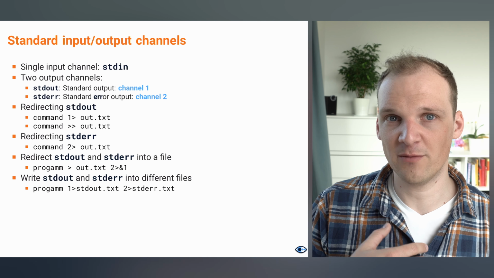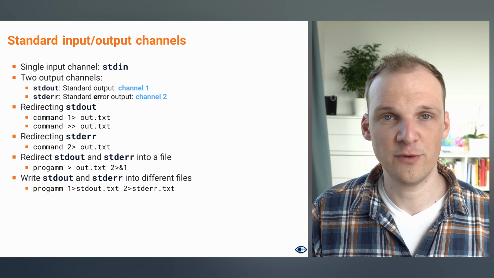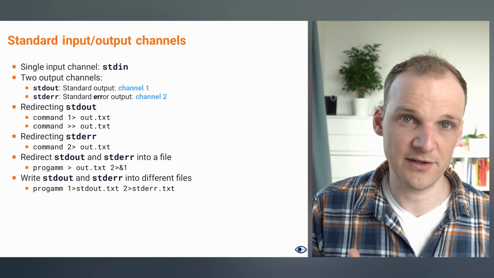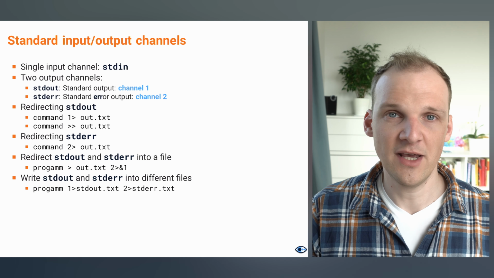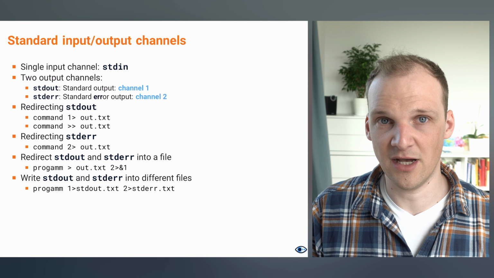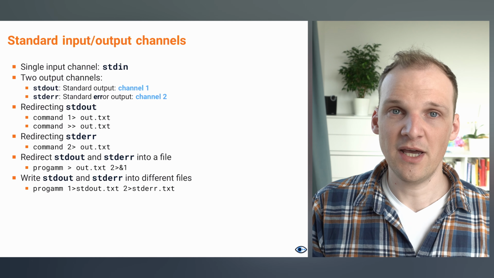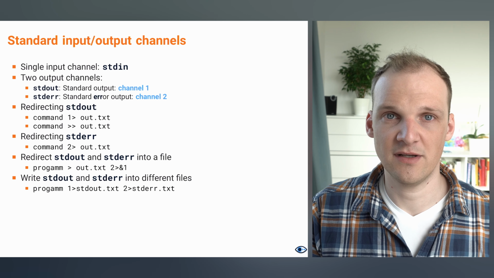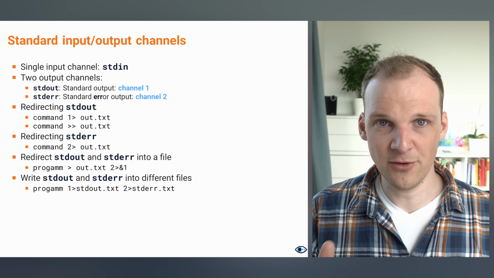And whenever programs output to the outside, they output through either of two channels, the standard output and the standard error channels. There can be more channels than that, but these are the standard ones. Usually stdout, the standard output channel, is channel number 1, and stderr, the standard error channel, is channel number 2.